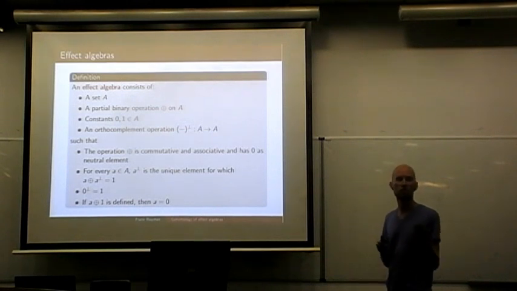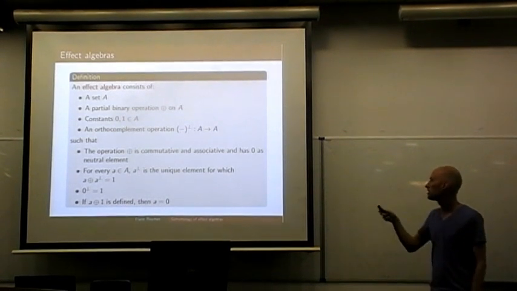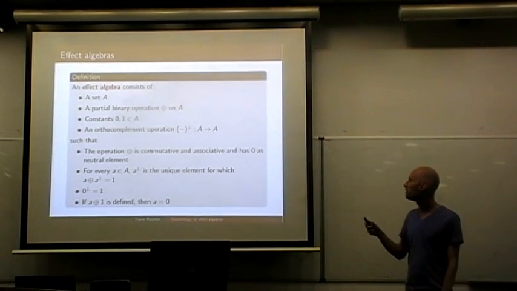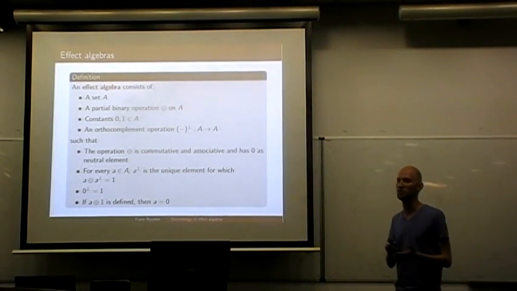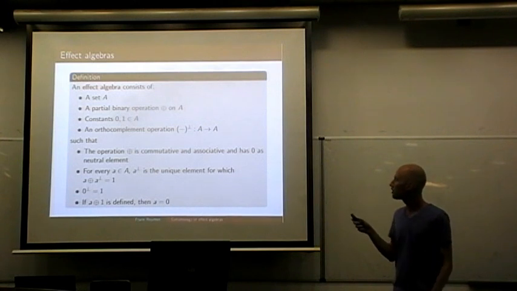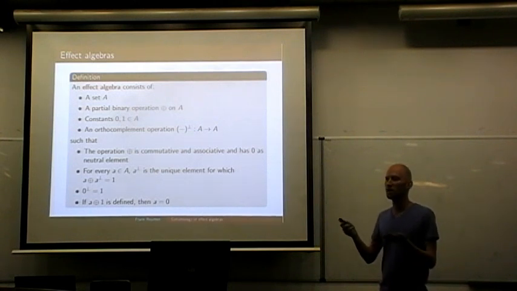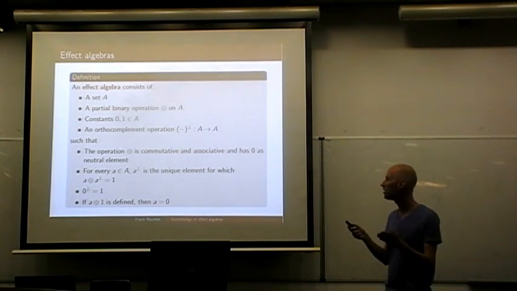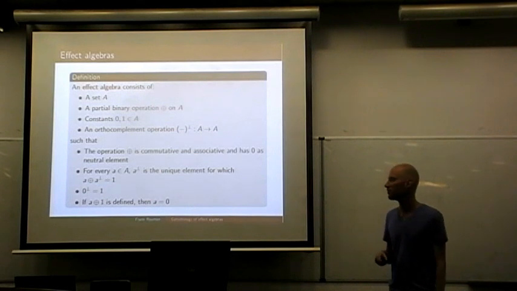So the subtlety, of course, becomes the partiality. And associativity is defined in a similar way, and we want that 0 is the neutral element. Furthermore, the orthocomplement operation should really behave like a complement. So if you add something to its complement, then we get 1. And also a complement should be the unique element with this property. Furthermore, the complement of 0 is 1.